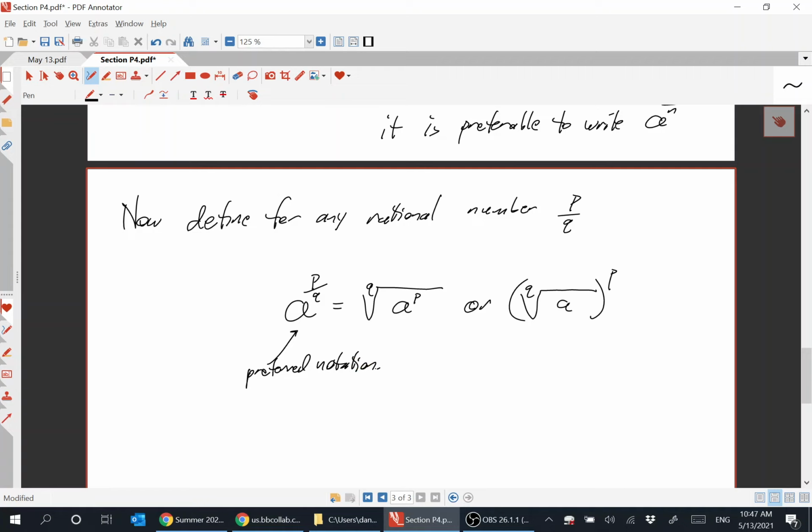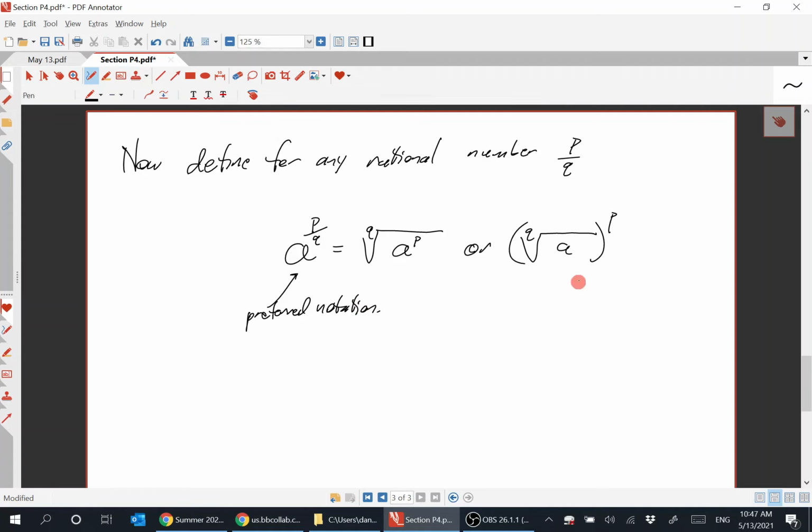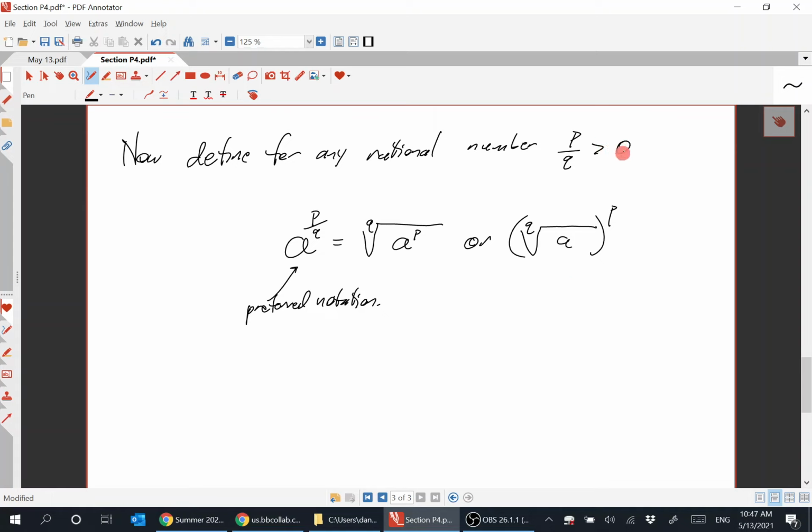Well, with the negative numbers, then for any rational number p over q bigger than 0, a to the p over q for the negative rational number is then just 1 over a to the p over q positive. Okay, so just like with integers. So a to the 2/3 is positive, a to the negative 2/3 is 1 over a to the 2/3.